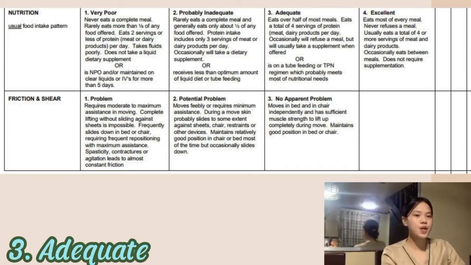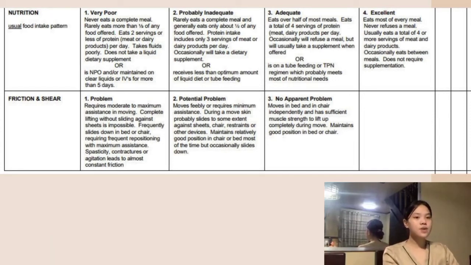3 indicates adequate. Eats over half of most meals. Eats a total of 4 servings of protein per day. Occasionally will refuse a meal, but will usually take a supplement when it is offered, or is on a tube feeding or TPN regimen that probably meets the nutritional needs of the patient.